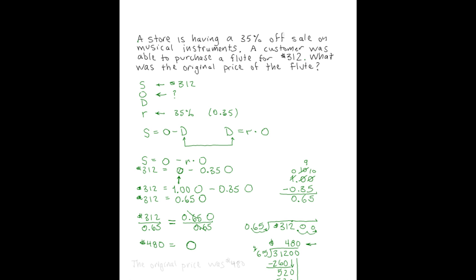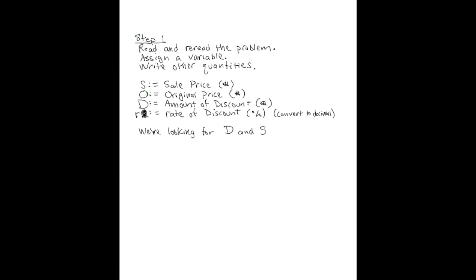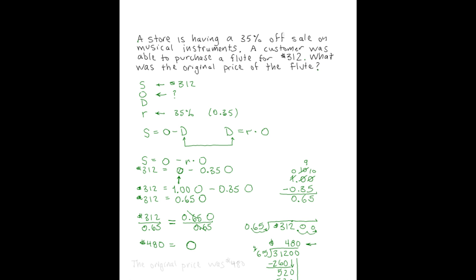So that gives us O equals 480. Now, step 3 says not only do you have to solve the equation, but you have to interpret it so that it answers the question the word problem asked. Luckily, we were very careful in how we defined what O meant. O is the original price. And the question says, what was the original price of the flute? Therefore, we know the original price of the flute was $480. Let's write that.